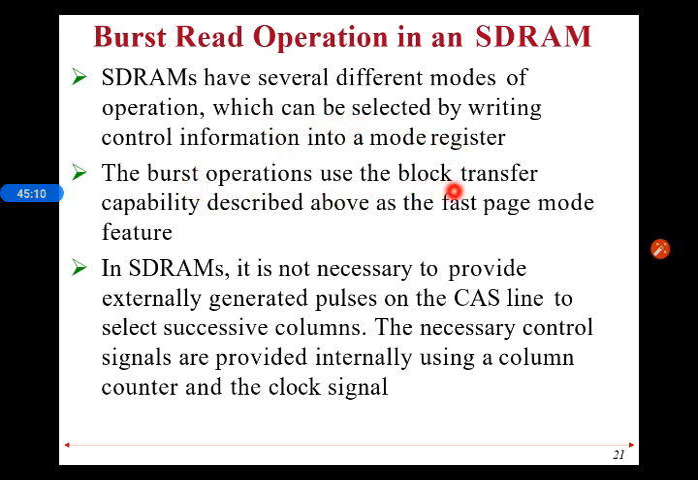The burst operation is one of them, and it uses the block transfer capability described above as the fast page mode feature. So block transfer is also possible. That means we are transferring the entire block of data in the selected row. In SDRAM, it is not necessary to provide externally generated pulses, because the CAS line is not needed. Why? Because it operates under the control of a clock signal. So the necessary control signals are provided internally using a column counter and the clock signal.